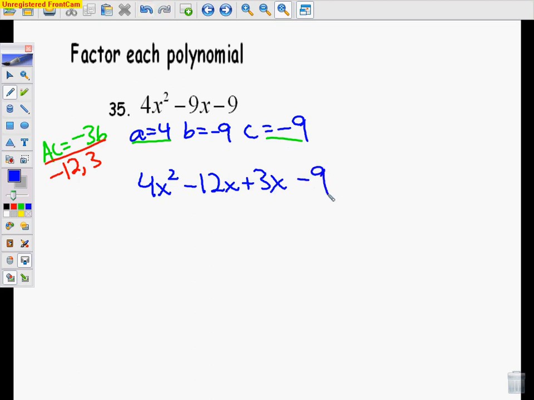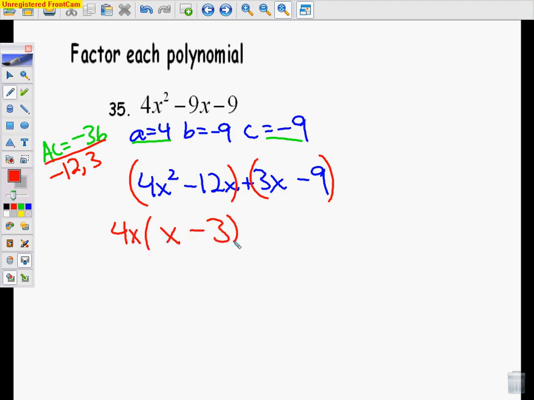Okay, now you have four terms, and you can factor it by grouping. Group the first two, group the last two. What's the GCF here of the first set? Well, that would be 4x. Left on the inside will be x minus 3.